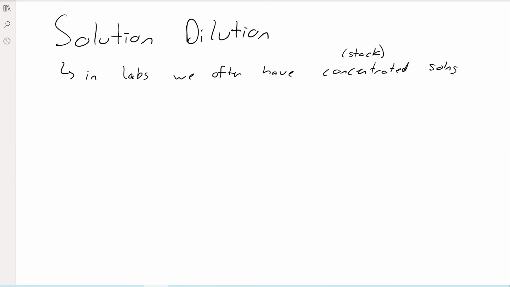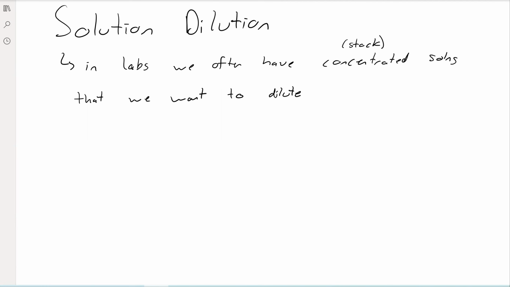However, oftentimes we don't want to use this concentrated solution, whether it be for experimental reasons or safety reasons, all that kind of stuff. So we often want to dilute them, right? So we often have concentrated solutions that we want to dilute. And so we have to figure out how much of the stock solution we need and what we dilute it to. And so the main equation that we use here, that's going to be a plug and chug type of question, is M1V1 is equal to M2V2, where M is the concentration, so it's the molarity of the solution, and then V is the volume of the solution.